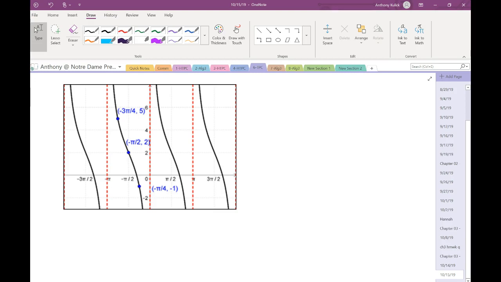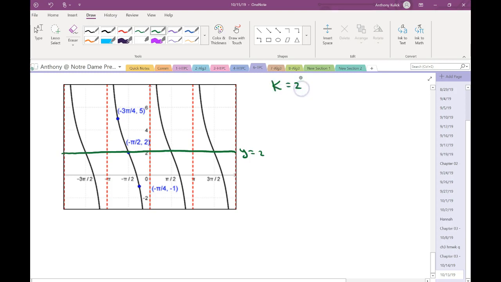Okay. So, first thing we should find is the midline. Take a look at the graph. Where is the midline at here? Y equals 2. Do you guys agree with that? So that means K is 2. Everybody's happy with that?